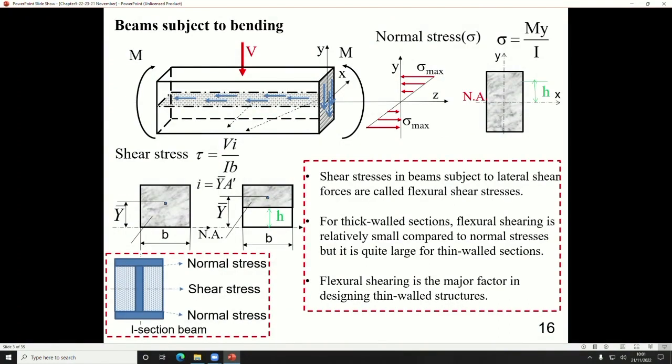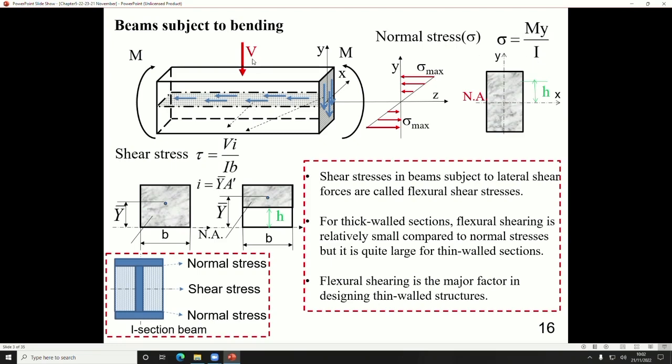So if you've got a beam which is subject to a pure bending moment, the effect of a bending moment in terms of stresses is normal stresses. So the bending moment applies a normal stress on the cross section, which has a linear variation in terms of y. The y is the distance of any fiber from the neutral axis. M is the moment applied, and I, capital I, is the second moment of area of the cross section.